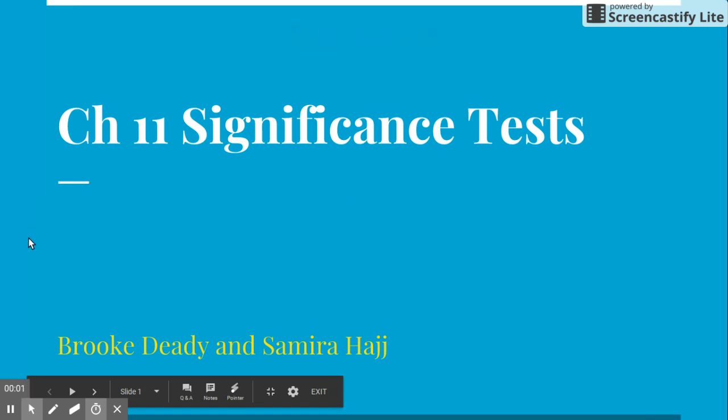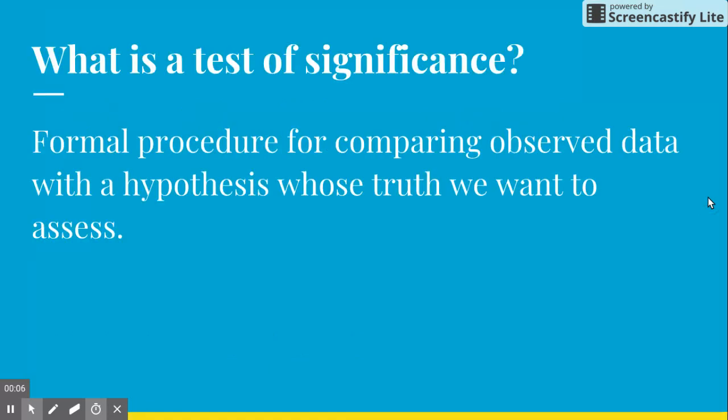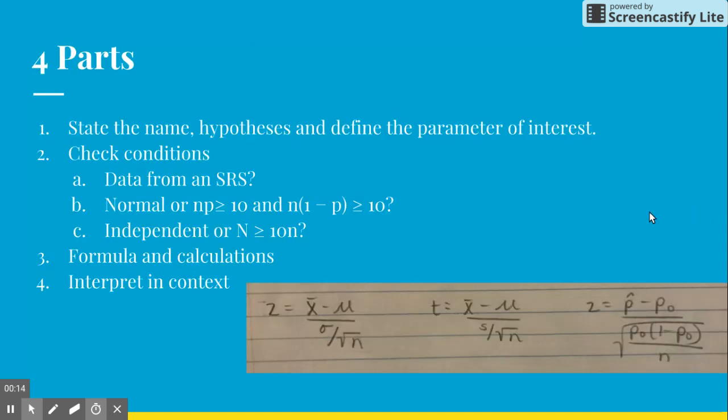This is for Chapter 11 significance tests. A test of significance is a formal procedure for comparing observed data with a hypothesis whose truth we want to assess. There's 4 parts to each test of significance. The first one, you state the name, hypotheses, and define the parameter of interest.